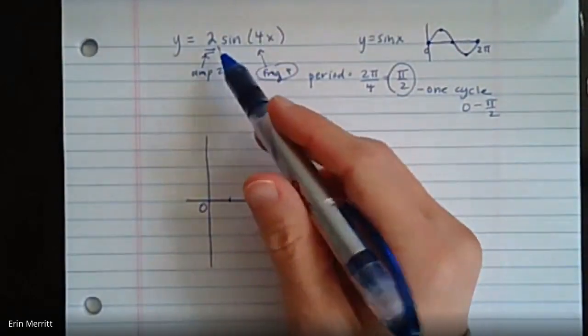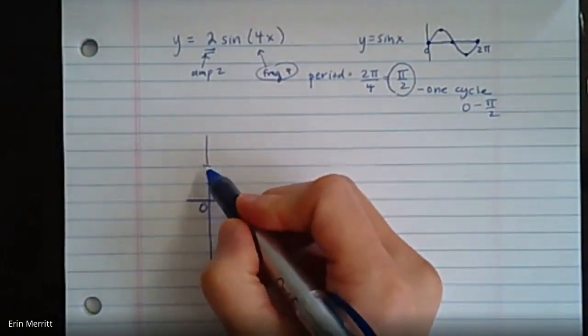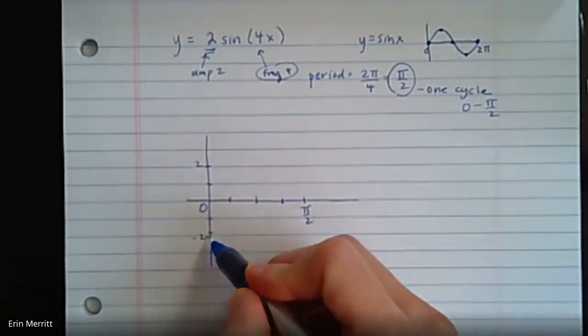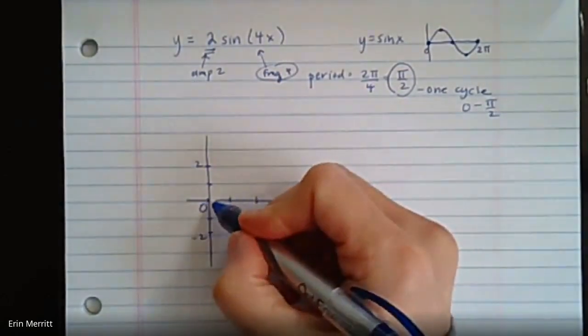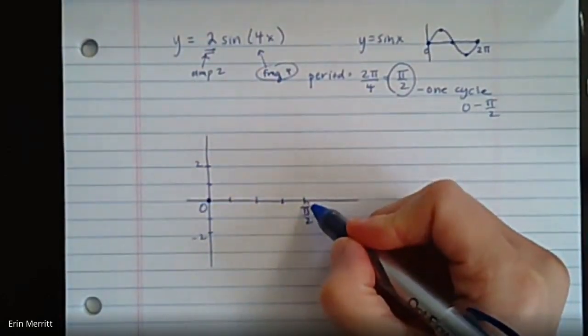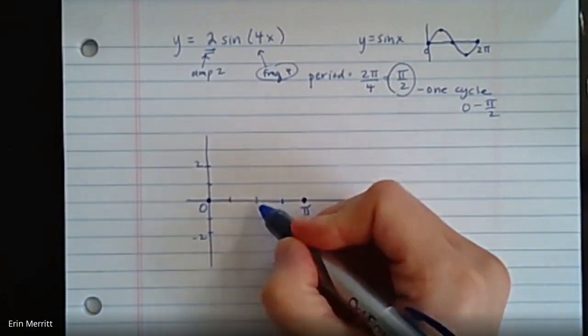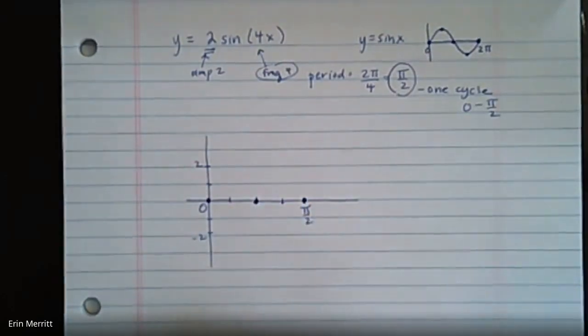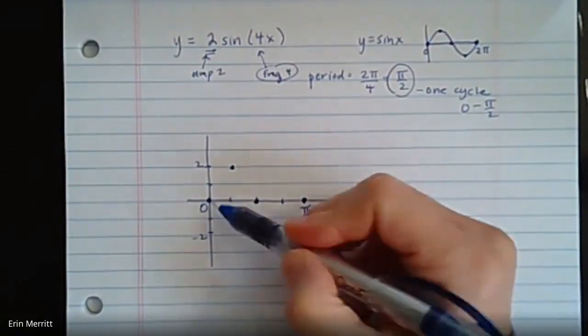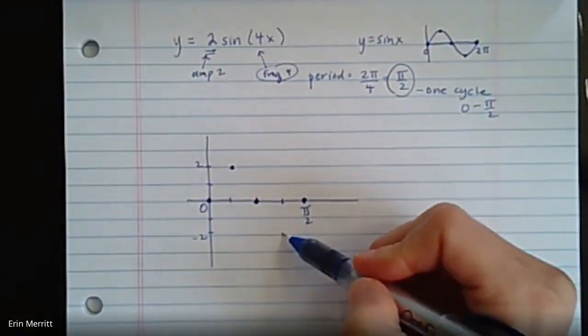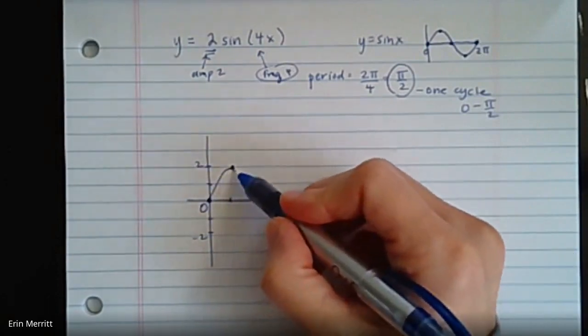What I do have to worry about is the amplitude goes up to 2. So I'm going to say that it goes up 2 and it goes down 2. Think of your basic sine curve. Starts at 0, ends at pi over 2 at 0, hits 0 dead center. Then it's going to go up to 2, because that's my amplitude, halfway between, and down to -2, halfway between those.